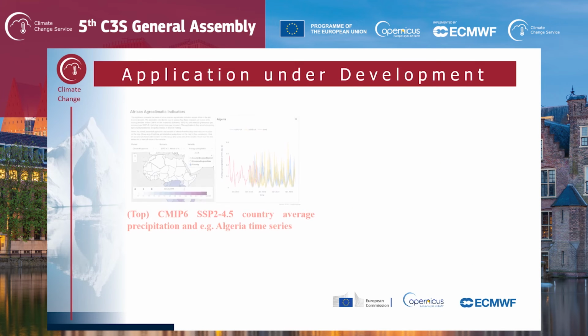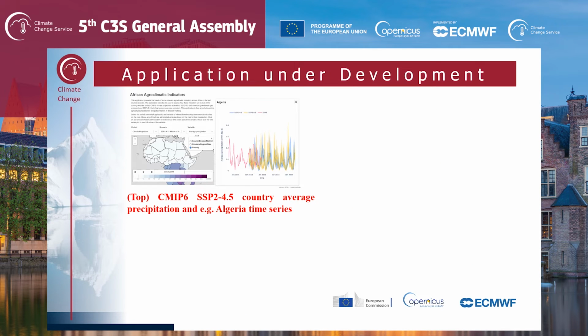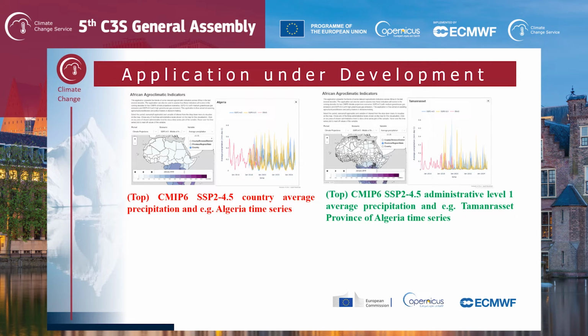Now the next thing is the first scenario, prediction data SSP2 4.5. I picked an example of Algeria to show the precipitation data and the time series on your right. They have the administrative level 1. You can find the time series for one example of a province in Algeria, on the right, still for precipitation.